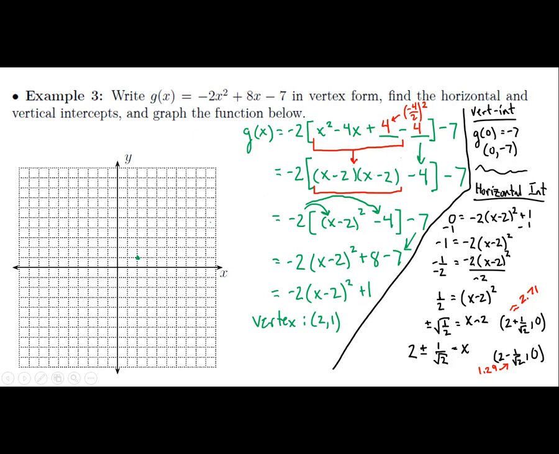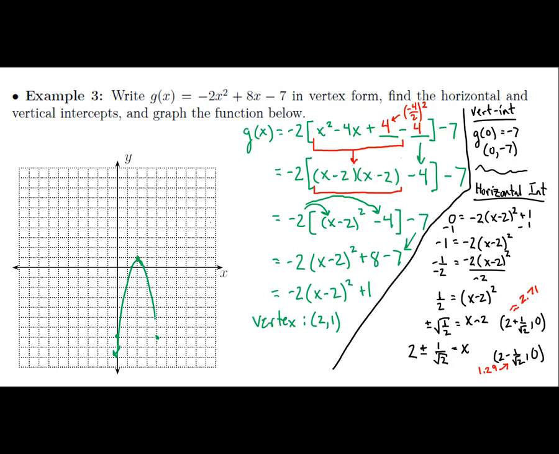All right, so we can plot these values here. So 2.71 puts me right about there. 1.29 puts me right about there. My vertical intercept of 0, -7 puts me there. And then I can again say my vertex is at 2. So if I'm at y equals -7, 2 to the left of my vertex, I can also be at that same y value 2 to the right using symmetry. So here is our parabola.